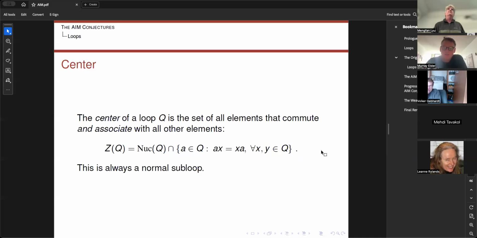Can I ask a question? Mm-hmm. Sorry, online. So it contains the identity. Is that clear that it contains the identity? I'm sorry, one more time? Does it contain the identity? Yes, it does. The identity commutes and associates with everything. Right. Okay.